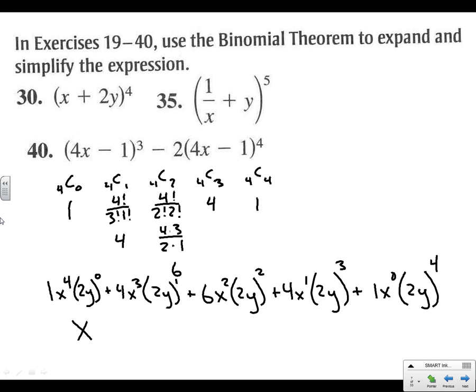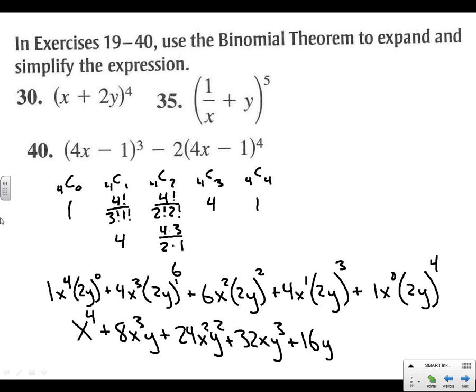This is x to the 4th, plus 2 times 4 is 8, x cubed y, plus 2 squared is 4, times 6 is 24, x squared y squared, plus 2 cubed is 8, times 4 is 32, xy cubed, plus 2 to the 4th is 16, y to the 4th. Final answer. I'm going to erase this and do 40 also on the same screen here.